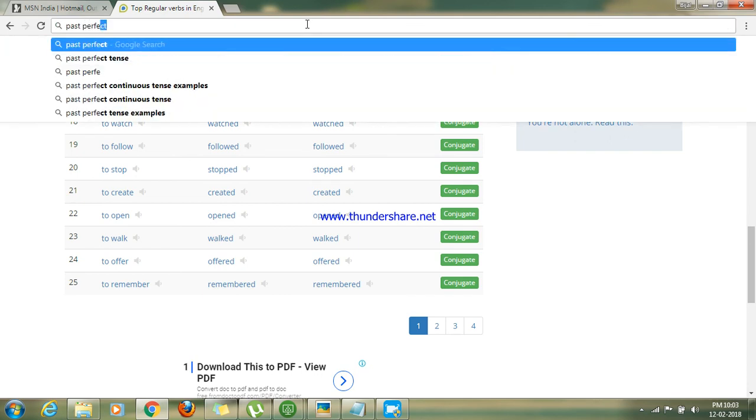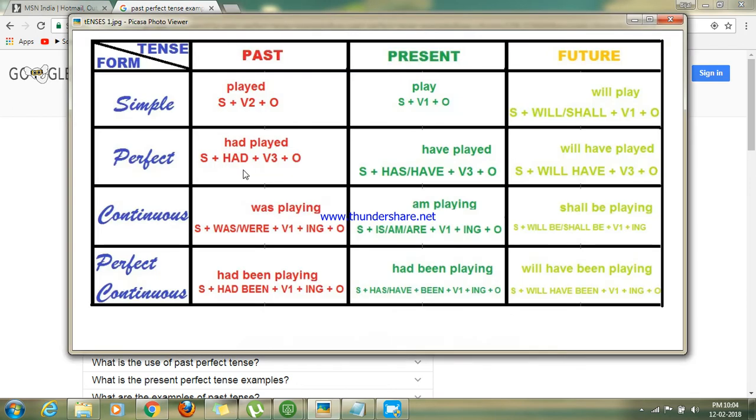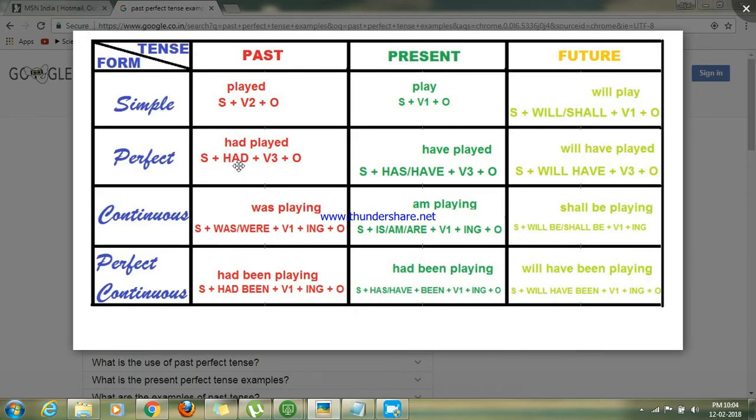So past perfect tense examples. So you see this. After Sophie had finished her work, she went to lunch. I washed the floor when the painter had gone. Harold had known about it for a while. So you can search for each tense form in Google, on the internet, and find out a pattern. So can you find out a pattern? Yes, had plus verb, which is this verb form. So you tell me, V1 is finish, V2 is finished, V3 is finished. But you see there's a helping verb. So that means this is V3. So past perfect tense, the formula is had plus V3 plus object, isn't it?